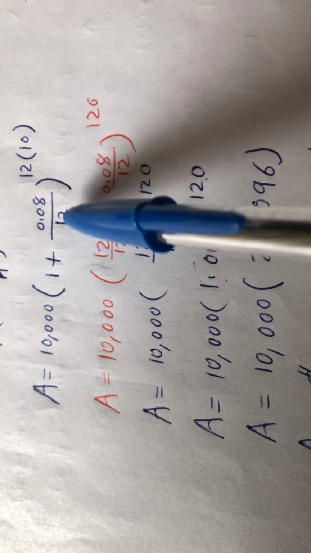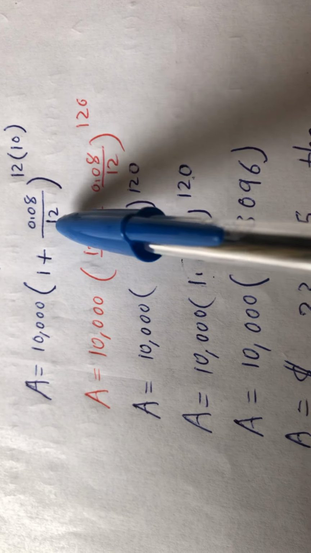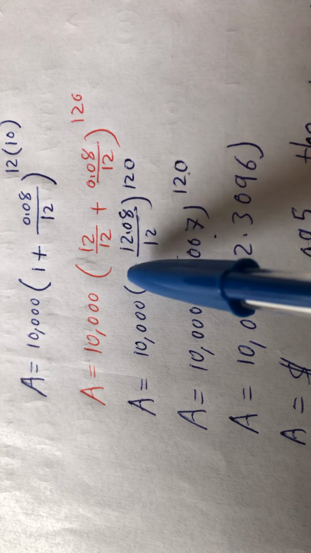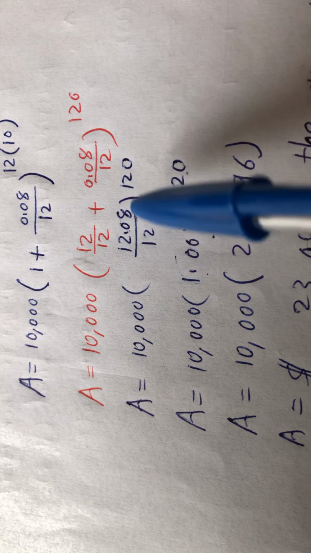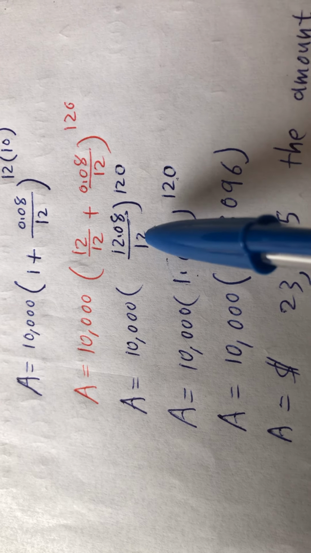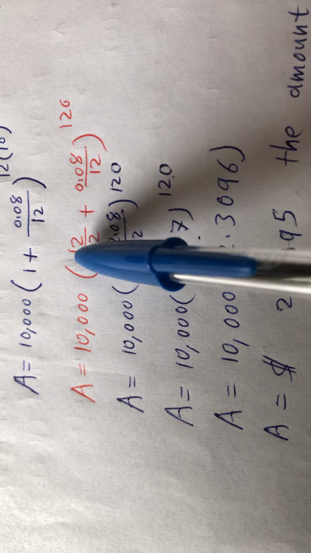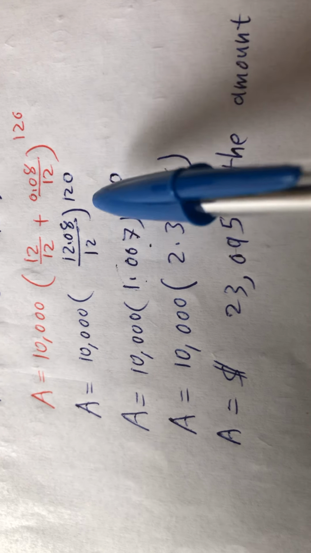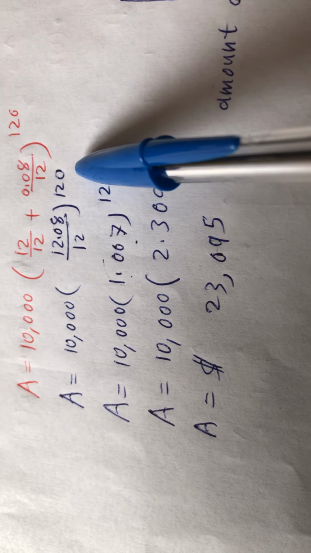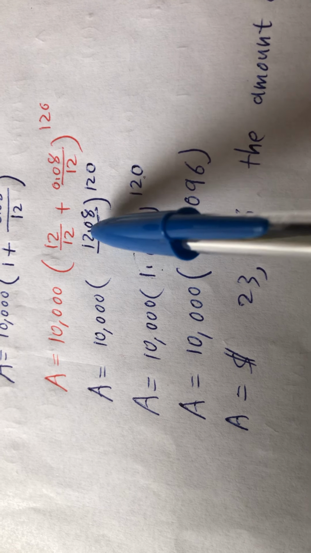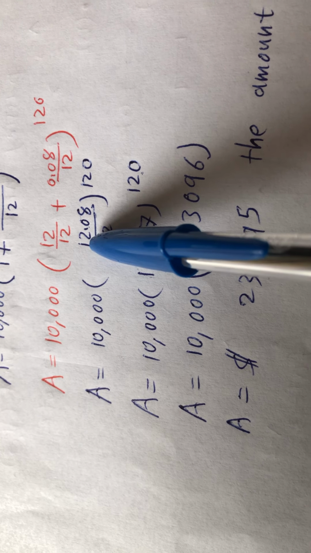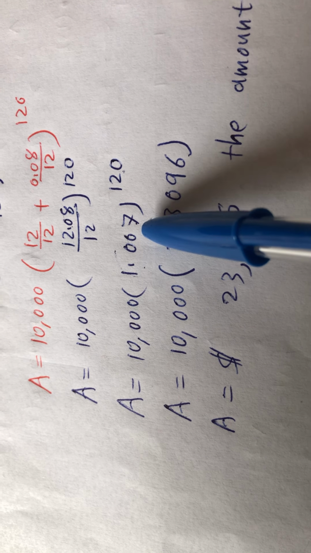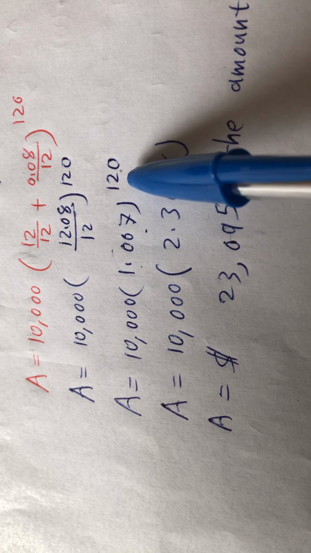Now to simplify, to add these two terms, make the denominator the same. So here 1 we can rewrite as 12 over 12. Now we have the same denominator, so we can add. To add these two fractions, keep the 12 and add the numerators. So 12 plus 0.08 equals 12.08, to the power 120. Now use the calculator to find 12.08 divided by 12. This is equal to 1.007, to the power 120.